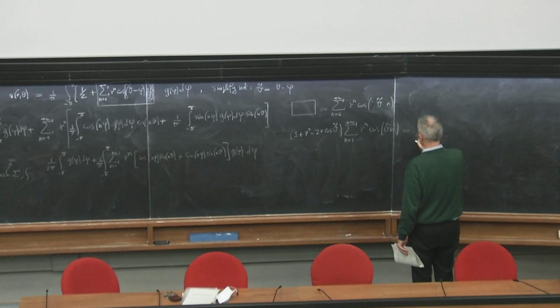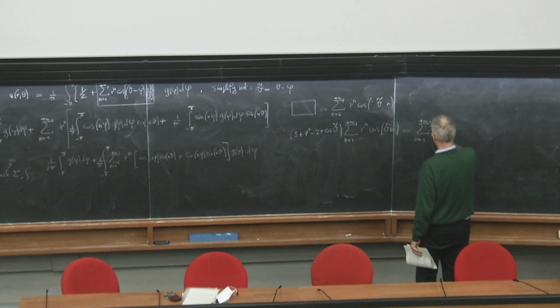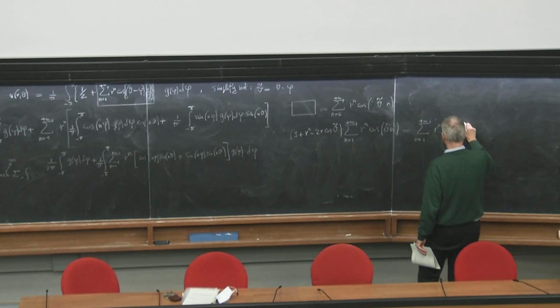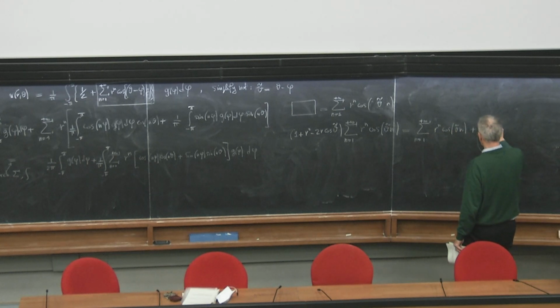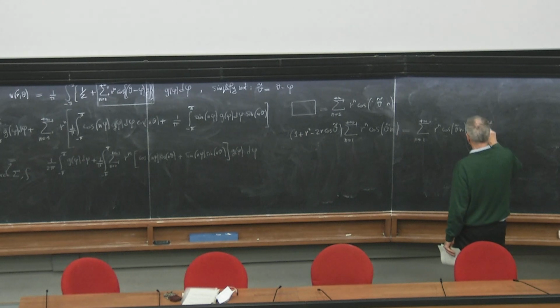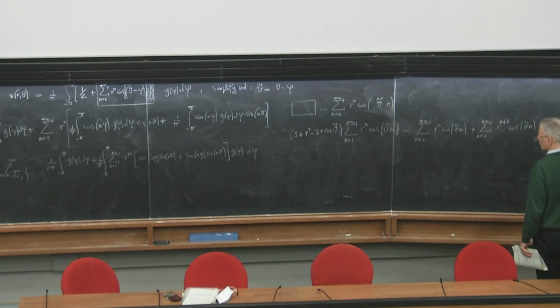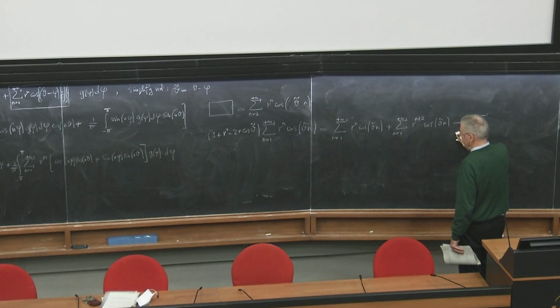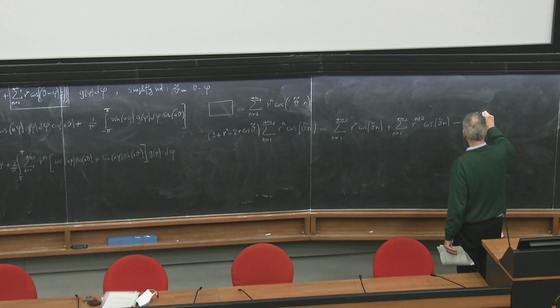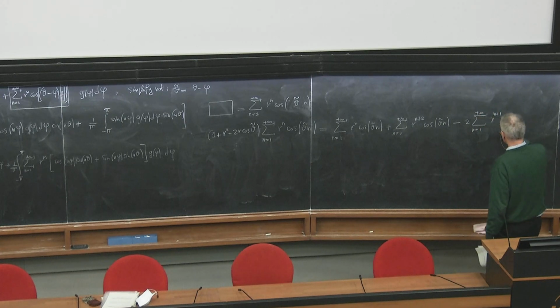I get the sum from 1 to plus infinity of r to the n cosine theta tilde n, plus the sum of r to the n plus 2, minus 2 times the sum over n from 1 to plus infinity of r to the n plus 1 cosine theta tilde n.